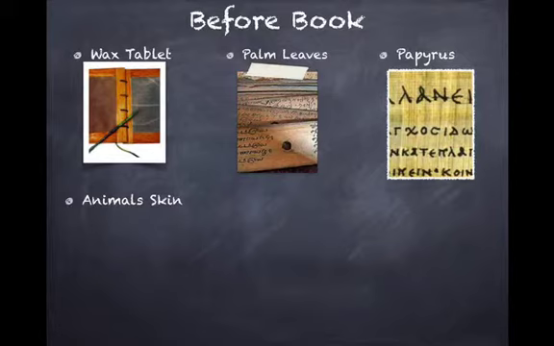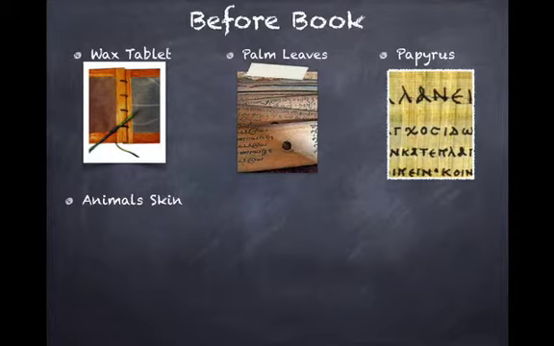Papyrus is also suitable for writing because it is a plant that lives in the water, and its leaf contains cellulose. When they were pounded flat into layers, the surface is suitable for writing.